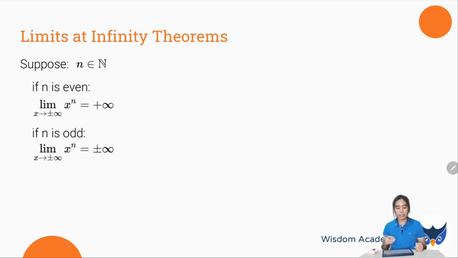Ayan. So, additional theorems. For limits at infinity, for any x that is raised to n, if n is even, and we are finding its limit at positive or negative infinity, the result will be positive infinity.